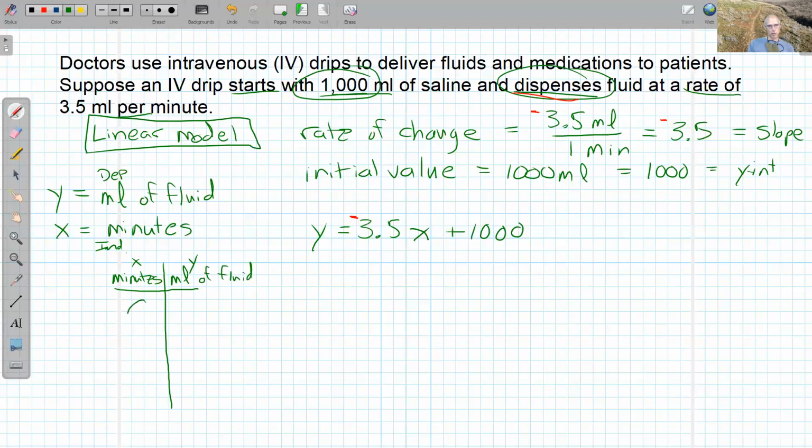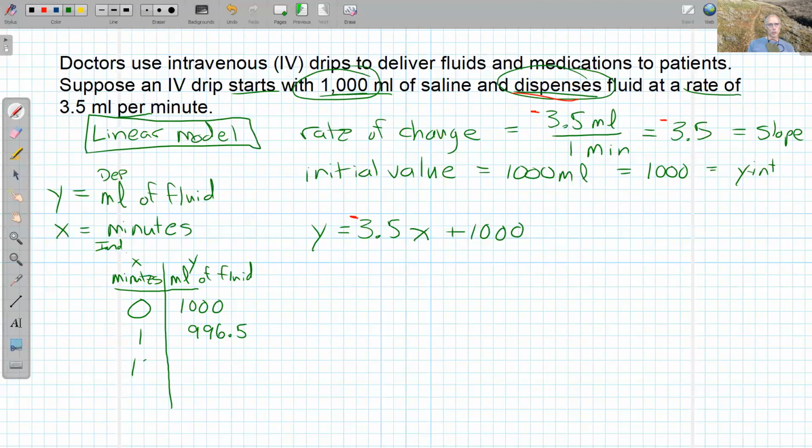And initially, before we start draining it, so time 0, we have 1,000 milliliters. And then if 1 minute goes by, we're going to lose 3.5 mils. So that should be what, 996.5. Double check that with the calculator, or just right now, if we add 0.5, that gives us 997 plus 3 gives us 1,000. Yeah, that checks.